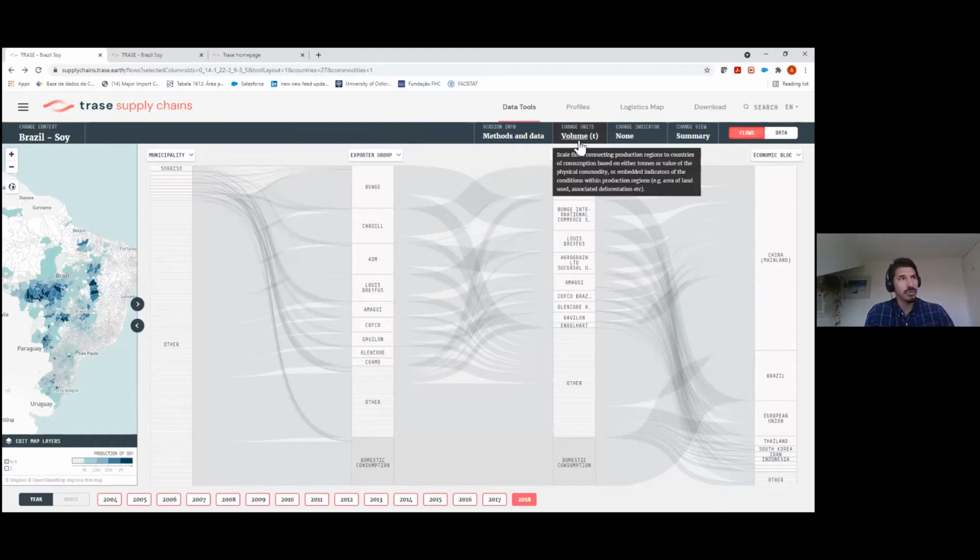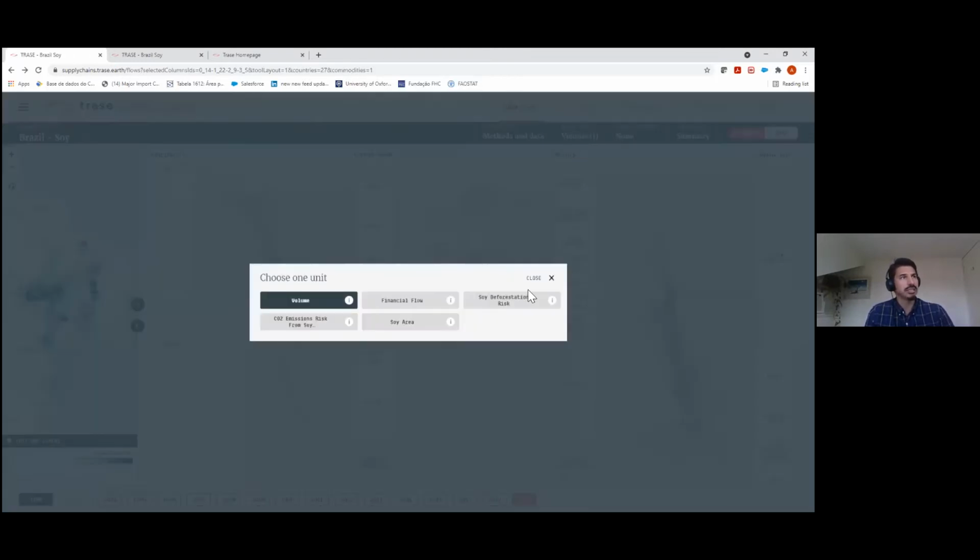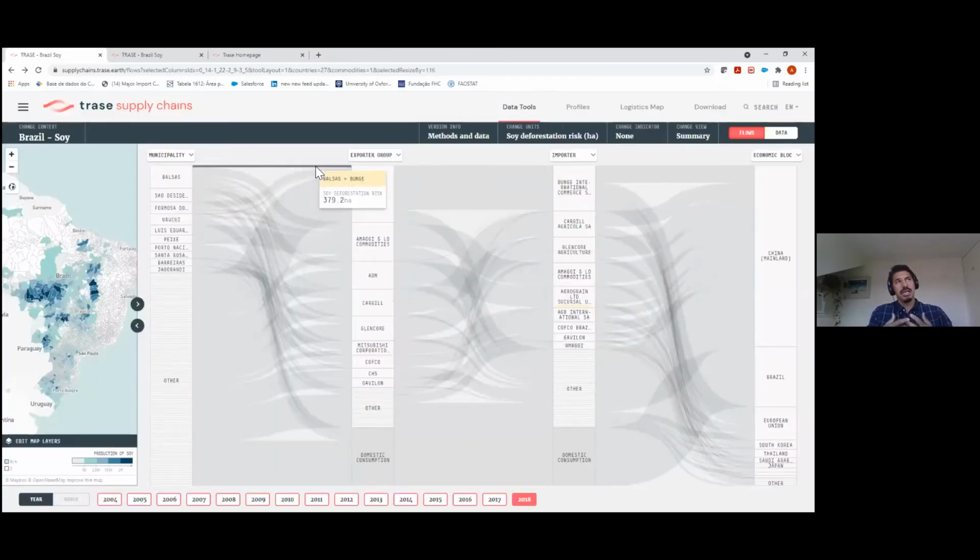And for that we created, so here we were looking at volumes, right, in tons, but we can change the unit here and start looking at the soy deforestation risk, which is basically a quantitative measure or indicator that helps us to understand how much of that soy that one country, for example, is importing is likely to be coming from recently deforested areas.